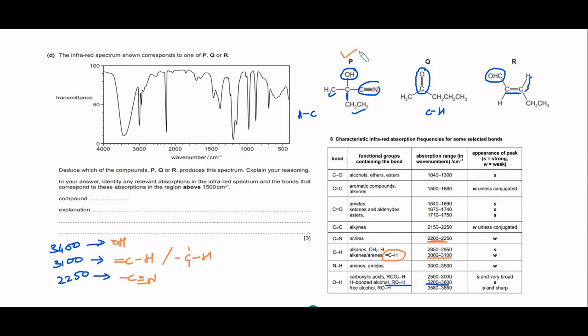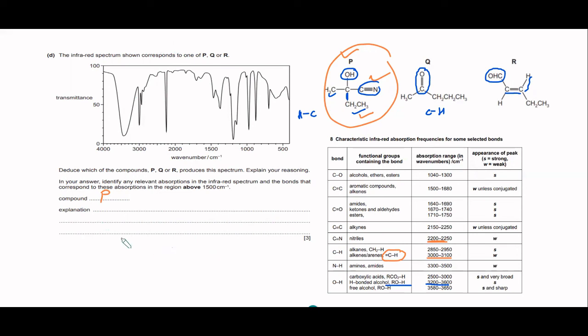So OH, CN and CH bonds are present in compound P. So the IR spectrum we have corresponds to molecule P, not to Q or R. So it's compound P. Now, how will we write the explanation?